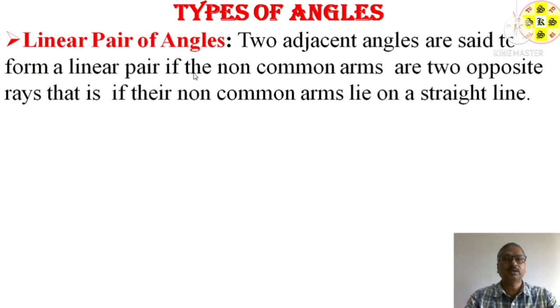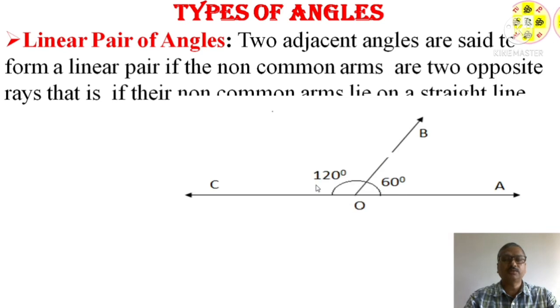Linear pair angles. Now what is a linear pair of angles? Two adjacent angles are said to form a linear pair if the non-common arms are two opposite rays, that is, if their non-common arms lie on a straight line. Now see, this is the figure. This is 60 degrees, 120 degrees.